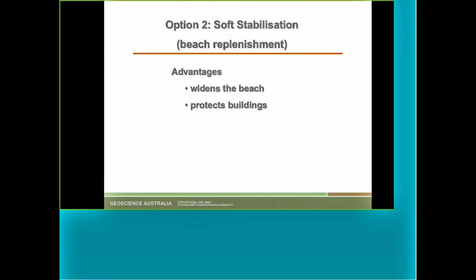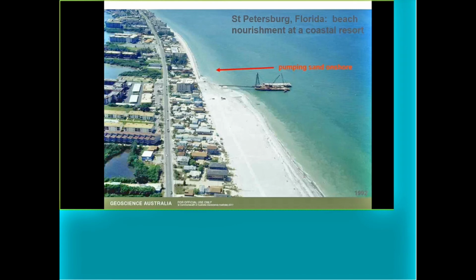Soft stabilisation, beach replenishment, beach nourishment. Quite simply here, it widens our beach rapidly. You can achieve nourishment within a matter of days to weeks, and in doing so, it protects the beach itself and anything behind it in terms of buildings and structures. The downside here is that beach replenishment efforts are temporary and are costly as well. At the scale that needs to be done, you're again dealing with millions of dollars.